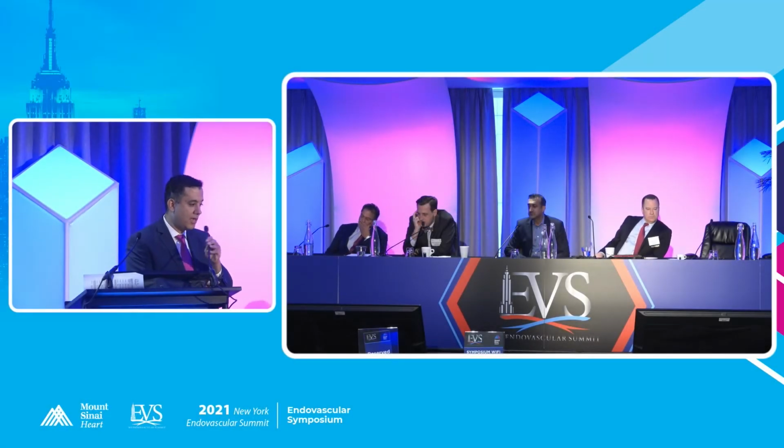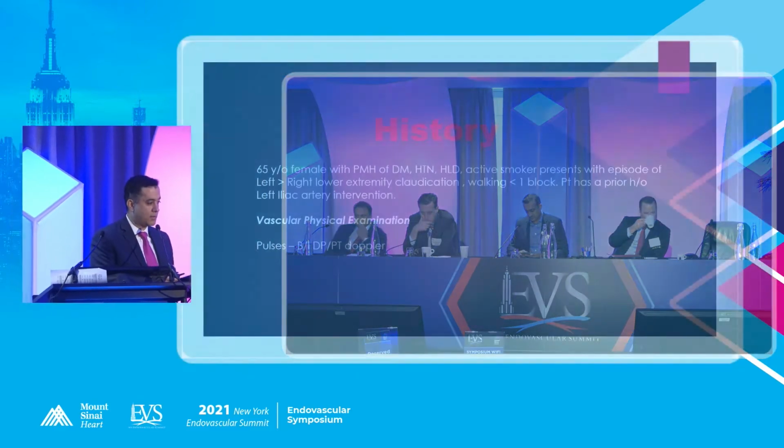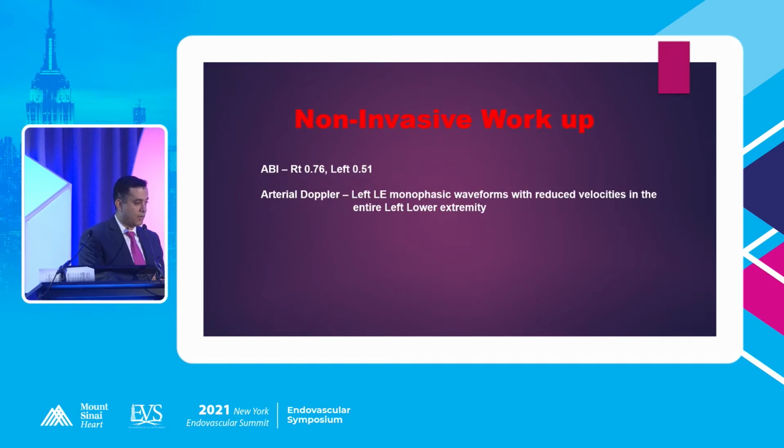So, 65-year-old lady, vascular patient, all the risk factors, claudicant, not rest pain essentially, less than 1 block on optimal medical therapy. Bilateral pulses were Dopplerable. Non-invasive workup showed significantly abnormal ABIs, and arterial Doppler shows monophasic left-sided waveforms. Patient has a prior history of left iliac stenting placed 5 years ago, or 4 years ago.